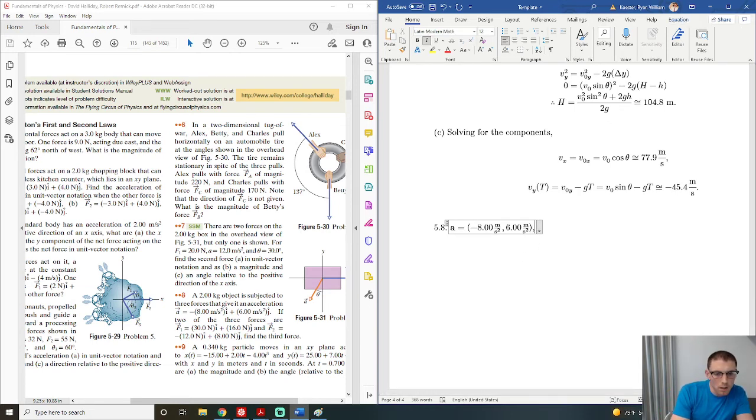Now, we also have these other forces in terms of their components. So we have 30.0 newtons for the x component of the first one and 16 newtons for the y component of the first one. This is a vector.